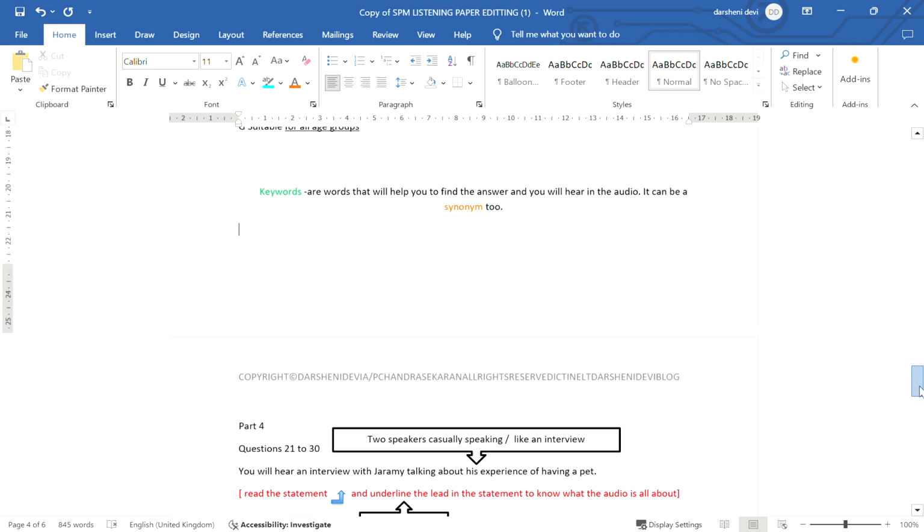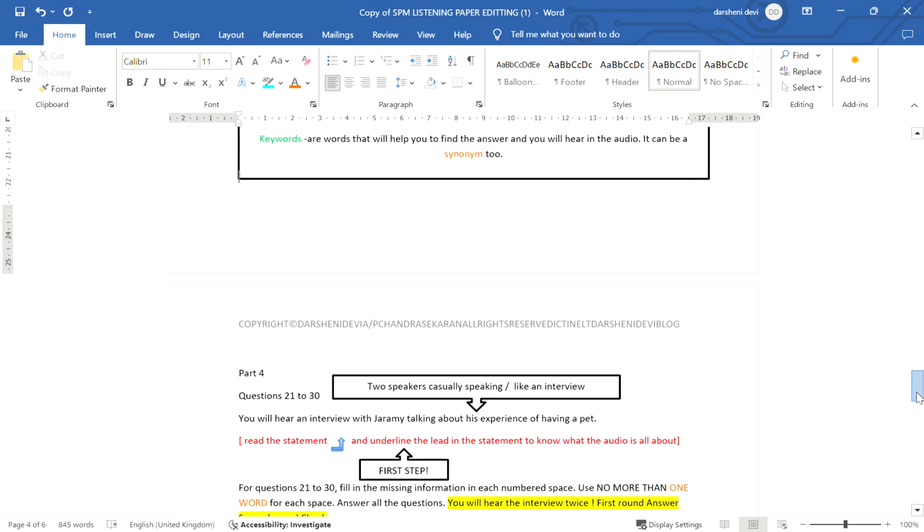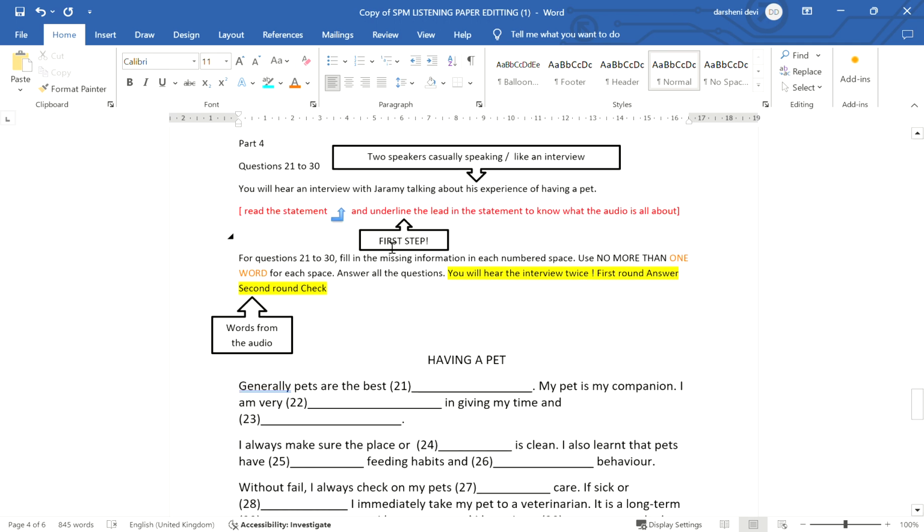Now we move on to the last part of the listening paper. Okay, so this is questions 21 to 30. So these are structure questions. As I said before, please always read the instruction that is given to you here. So you will hear an interview with Jeremy talking about his experience of having a pet. So what's the audio going to be all about? It's going to be about an interview. Normally an interview involves 2 speakers. And what are they going to talk about? Experience of having a pet.